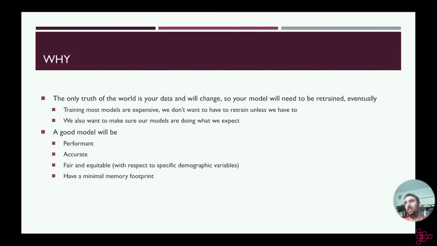And then you're in a situation where you're saving money without having to even consider compute costs or anything like that. So that's pretty great. So we don't want to retrain unless we have to. Okay, that's the argument there. So we also want to make sure our models are doing what we expect. That's really important. So correctness and cheap training, those are the two things here.